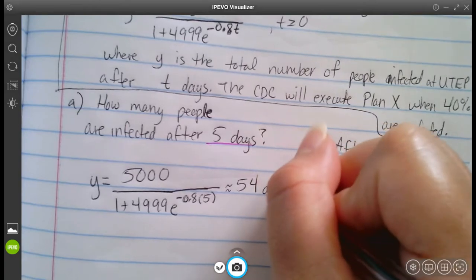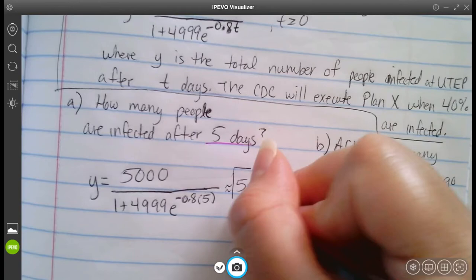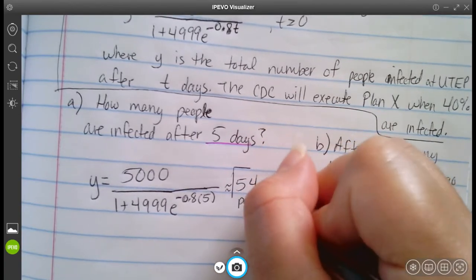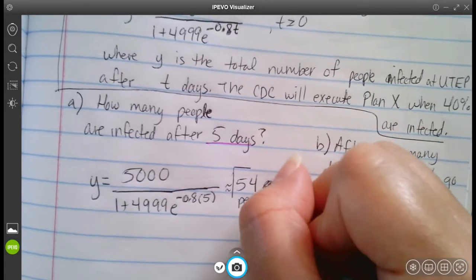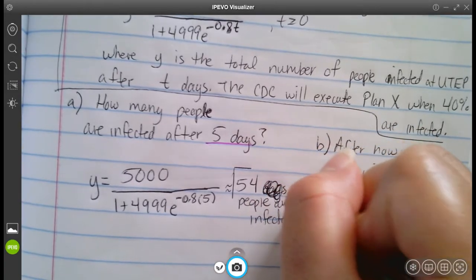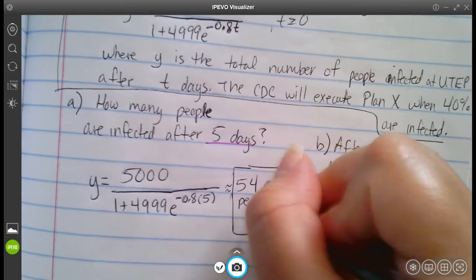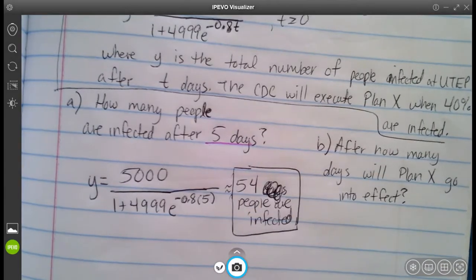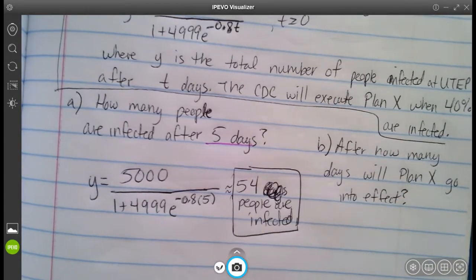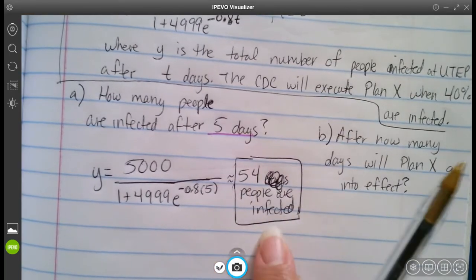So after 5 days, 50 people, I should say, are infected. And I'm just messing up left and right today. Hopefully these are the slow kind of zombies, like from Walking Dead, not the World War Z, because then that'd be kind of scary. But I mean, either way would be scary. But anyway, besides the point. So after 5 days, 54 people are infected.